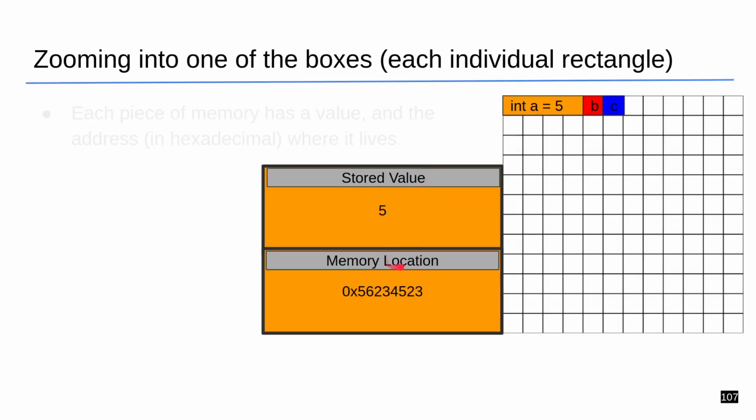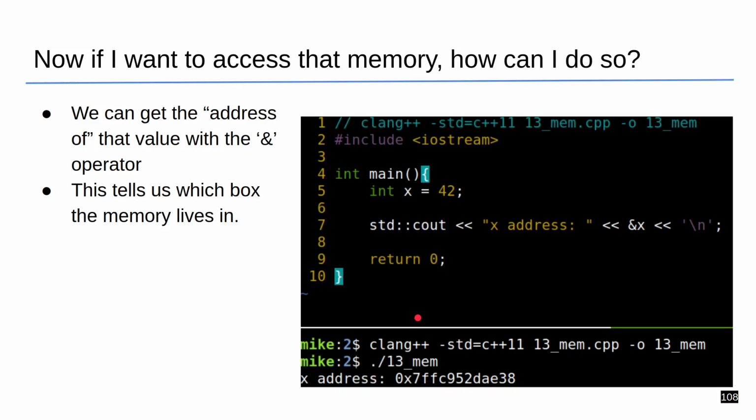And this data also has to live somewhere. It has to have some memory address. Okay, so we have to keep track of that. How do we figure out what that address is? Well, this is one of the nice things. In C++, we can always query it with the ampersand. So ampersand, you can think of the address of, if you want.